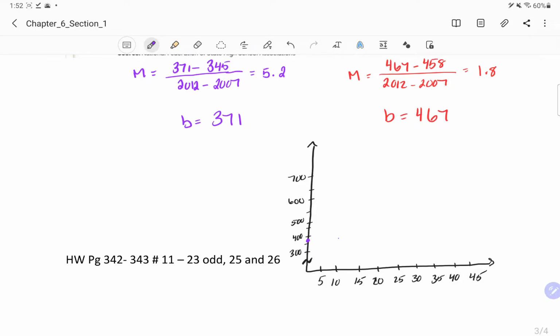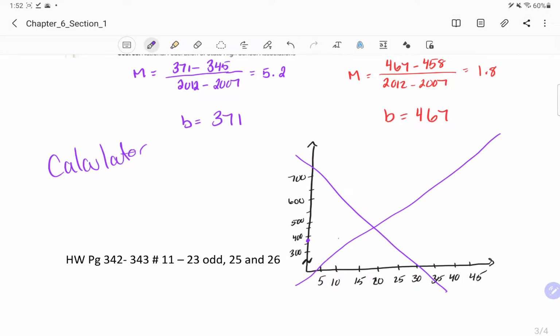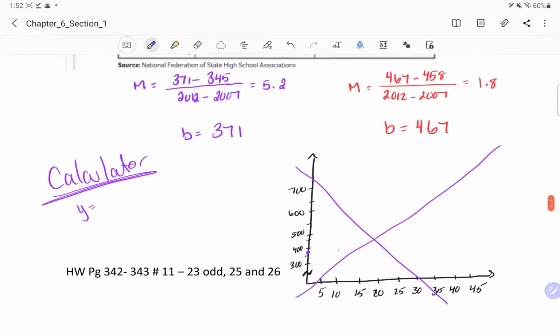And the reason why I'm not continuing to graph this is because you're not going to be able to read it, are you? Which is where you need your calculator. Okay? You need to learn how to graph using the y equals function on your calculator. I'll post a second video after this showing you how to do that. But a problem like this, you're going to look for the intersection on a calculator.